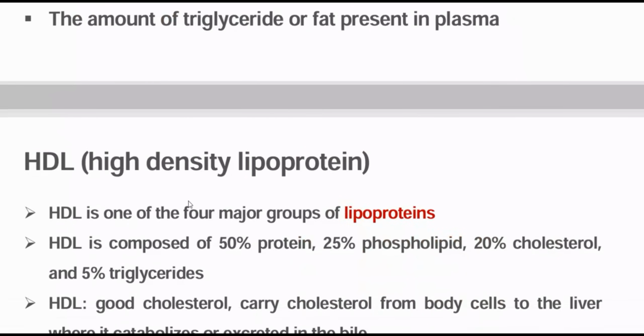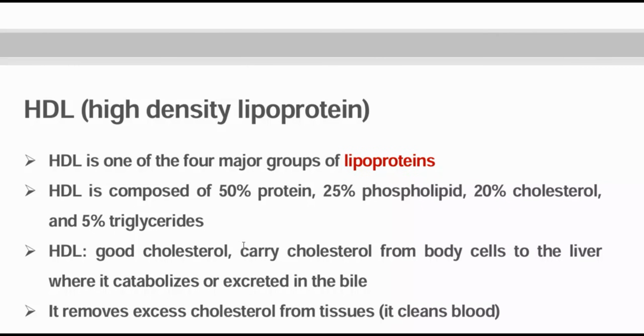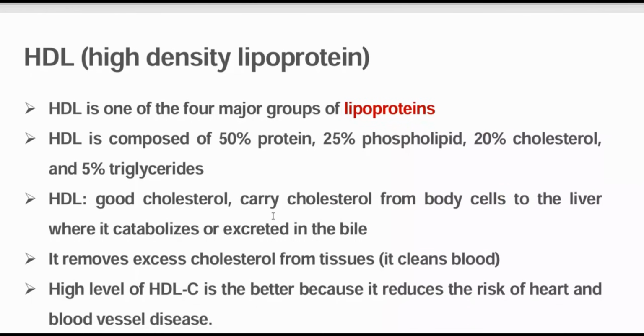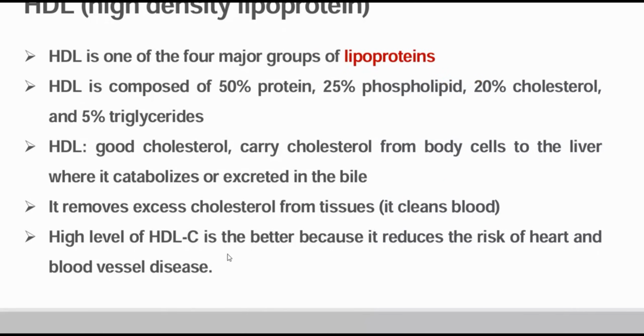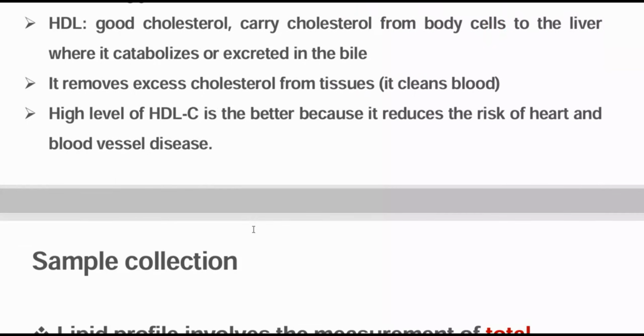Now, HDL, high density lipoprotein, is one of the four major groups of lipoproteins. HDL is composed of 50% protein, 25% phospholipids, 20% cholesterol, and 5% triglycerides. HDL, the good cholesterol, carries cholesterol from the body cells to the liver, where it is catabolized and excreted into the bile. It removes excess cholesterol from the tissue, so it cleans the blood. A high level of HDL is better because it reduces the risk of heart and blood vessel disease.